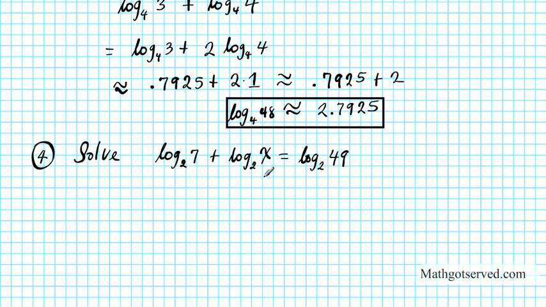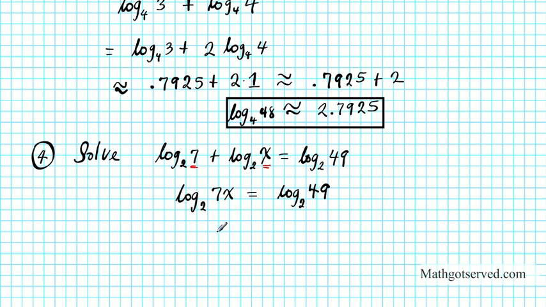Now we have two logs on the left, so they must be condensed. So we're going to condense these using the product property of logarithms. So this is going to become the log of the product of these two arguments, the 7 and the x. So it's going to be log base 2 of 7 times x, which is 7x, equals log base 2 of 49.